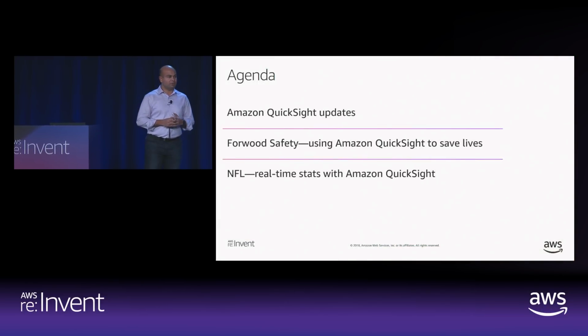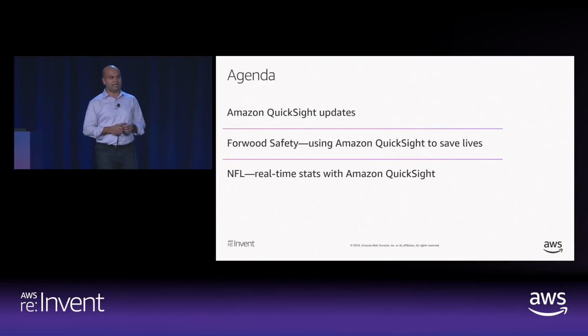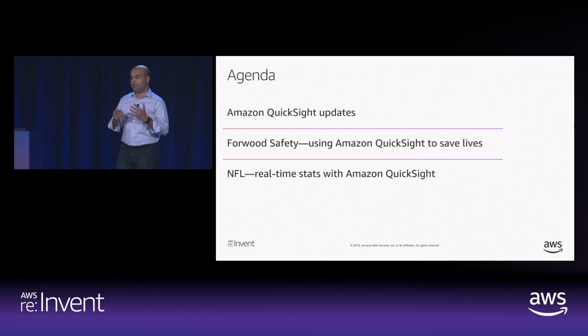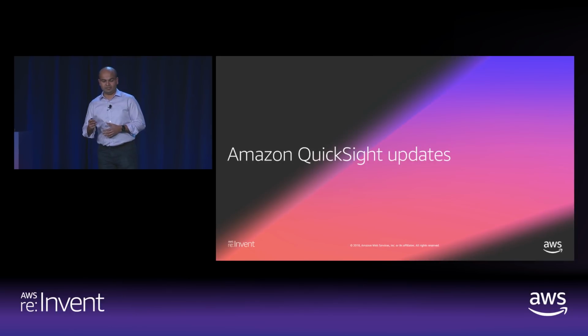So what we're going to go through today, three main topics. Number one, we'll go through some quick updates on Amazon QuickSight. We'll then get into how Forwood Safety has been using Amazon QuickSight to save lives, and specifically at Rio Tinto, one of the largest mining companies in the world. And number three, we'll dive into NFL with Michael, where we'll talk about how the NFL is using QuickSight to deliver insights to all their users. First, the updates.